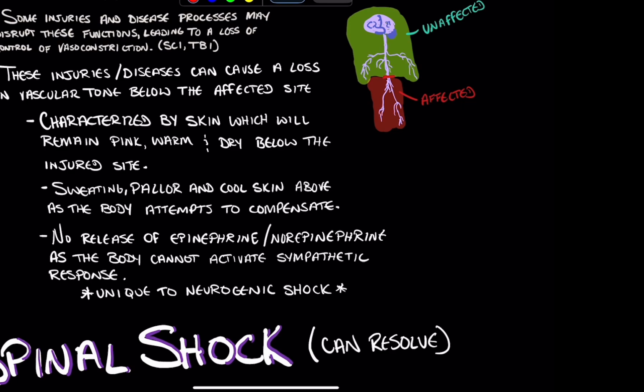So this is usually characterized by skin, which will remain pink, warm, and dry. So you're not going to see that usual kind of shock state where the skin blanches. You can tell the blood's being shunted back to the core to respond to that shock state. And the characteristic part of this is it's only going to be found below the injury site.